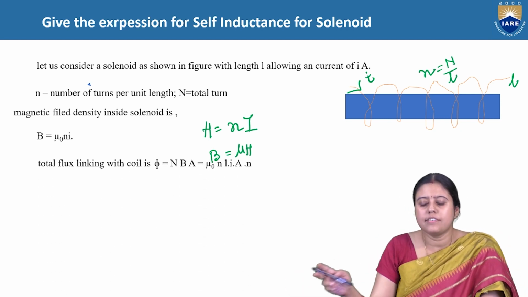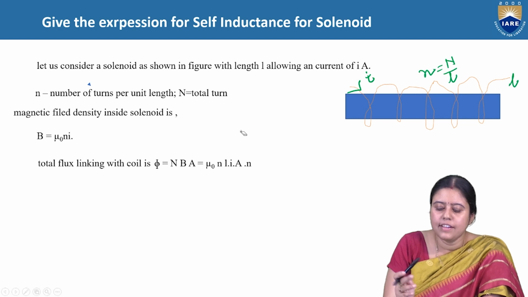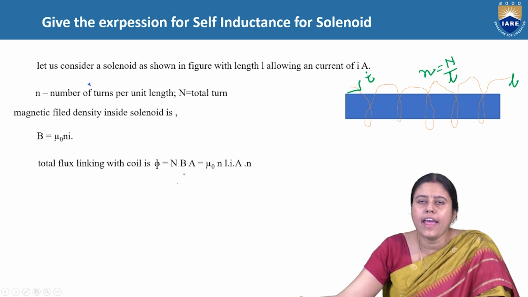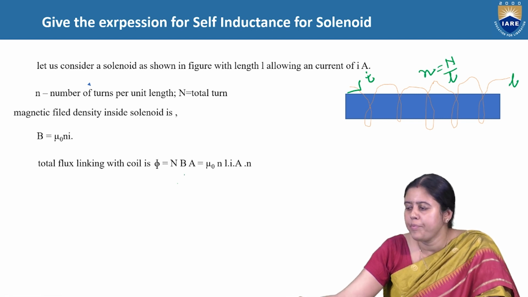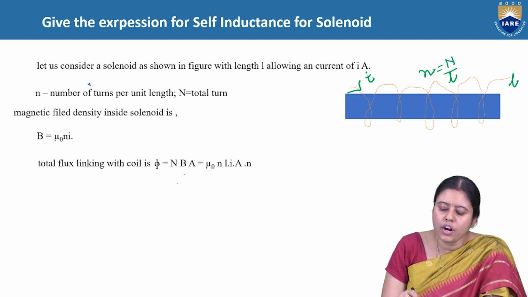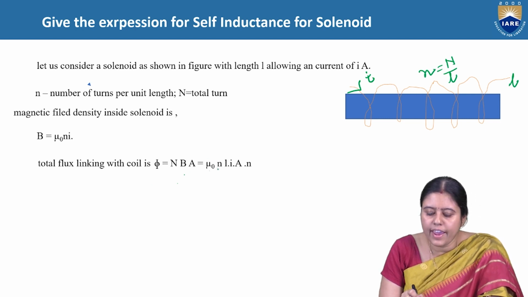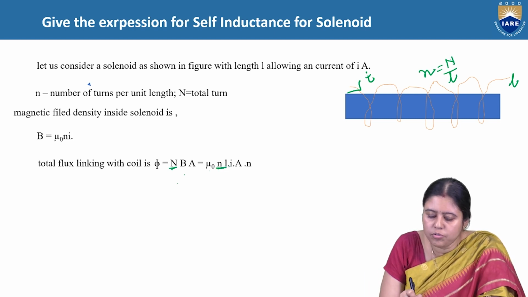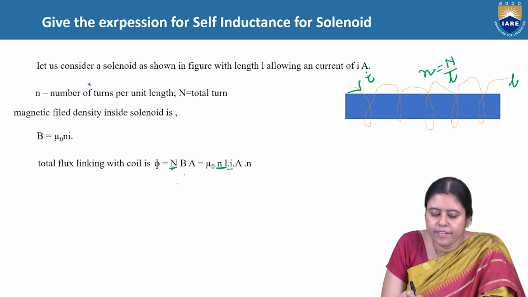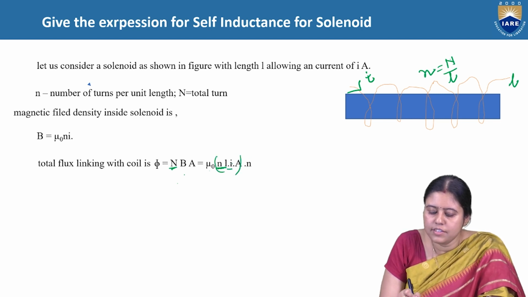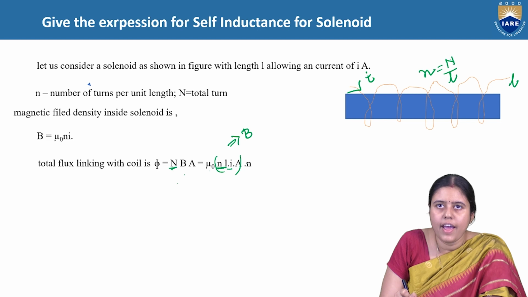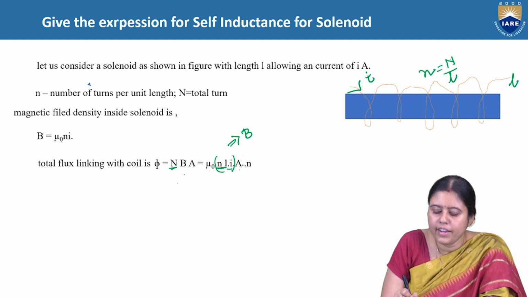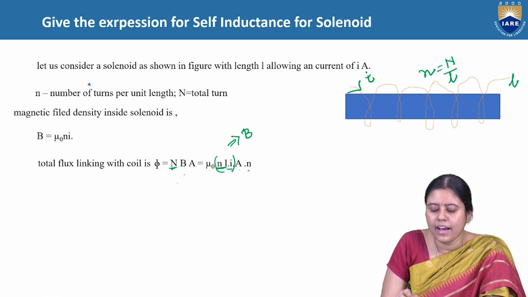So what is the total flux linkage? The total flux linkage is the number of turns N into B, the flux density, and A, where A is the cross-sectional area. And we have mu naught n. Capital N is equal to n into L, into I, and this is our B, and the A.